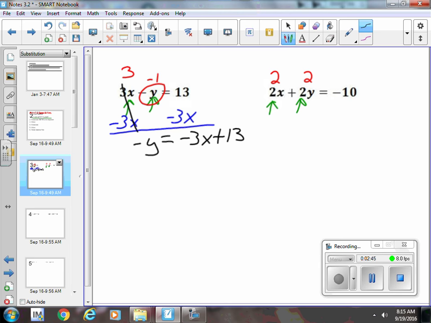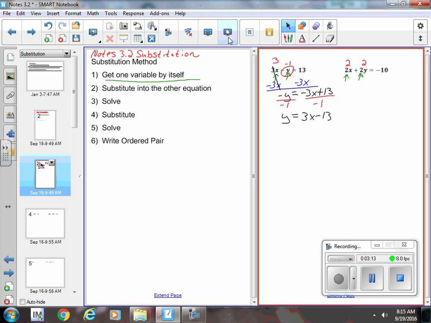And then finally, I've got a -y. If I want to get y all by itself, I've got to get rid of that -1 as the coefficient. So I'm going to divide both sides by -1. All right, so -y divided by -1 is +y. Dividing by -1 just changes all the signs, so every sign becomes the opposite. All right, so that's my first step. Get one variable all by itself. So I've got y all by itself.